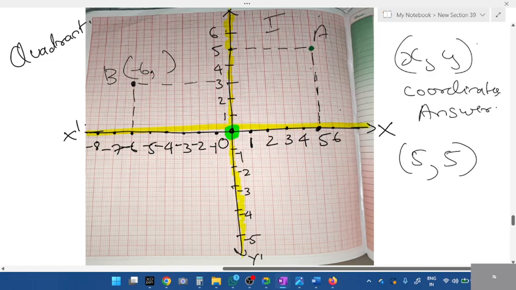In y-axis, what's the answer? 3. So first quadrant, we got both positive. In first quadrant, your answer will be positive. Remember that. First quadrant. Second quadrant, which is negative, students?